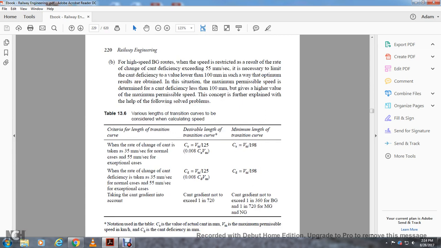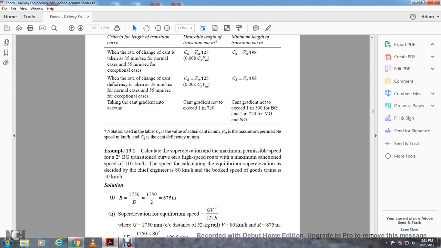When the rate of change of cant is taken as 35 millimeters a second for the normal case, and 55 millimeters a second for the exceptional case, the desirable length of the transition curve is cant times V_m, where V_m is the maximum speed of trains, over 0.8 or 10,000 G, in meters.